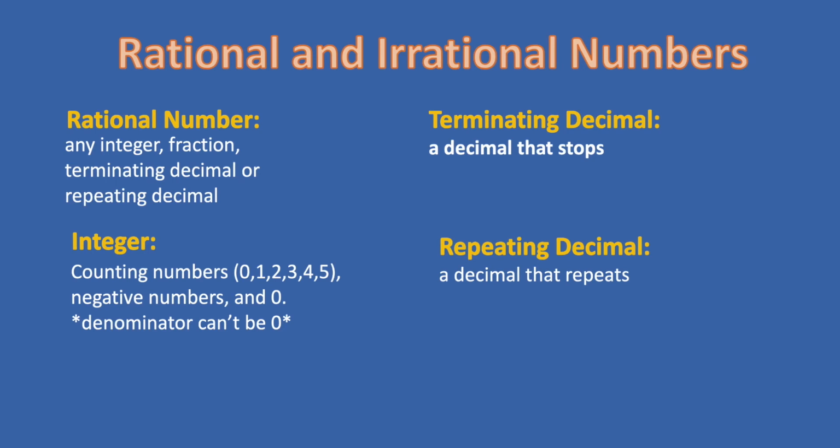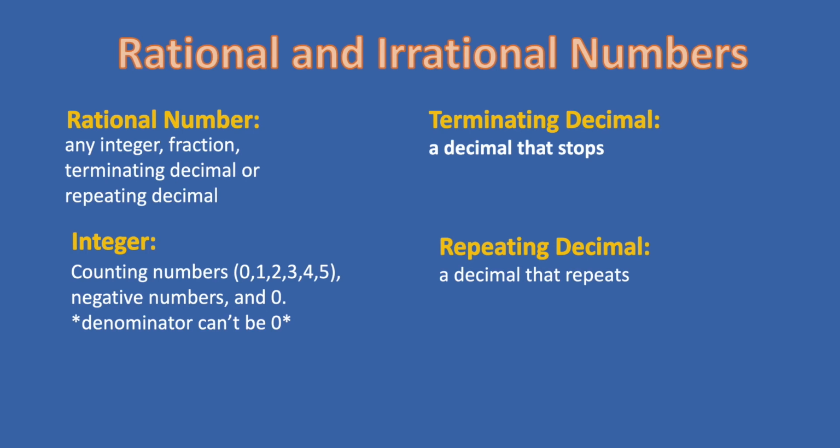Today's topic is going to be on rational and irrational numbers. If you've been having a little bit of trouble with this topic, this video is for you. Let's get into it. A rational number is any integer, fraction, terminating decimal, or repeating decimal.